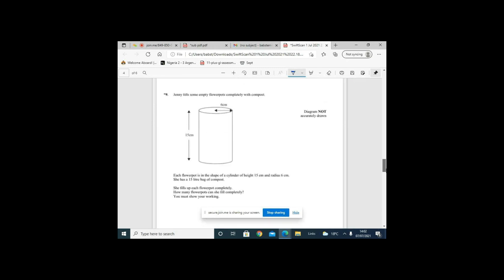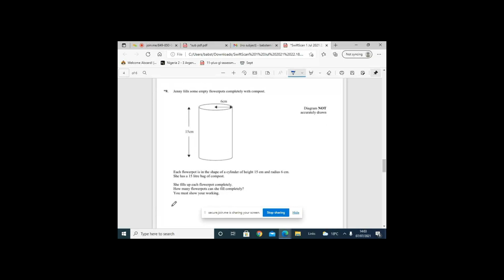Yeah, this one is what I was looking for. So how many flower pots? It's similar to the one you did before. This one is now 15 liters. If each flower pot is shaped as a cylinder, she has 15 liters of bag of compost. And then she fills up each flower pot completely. So how many flower pots?